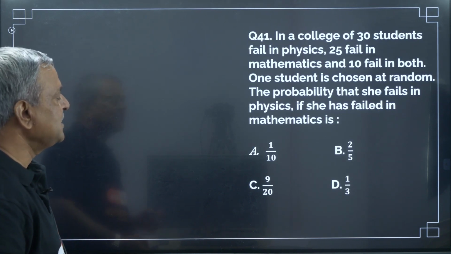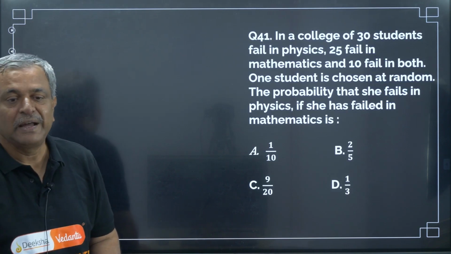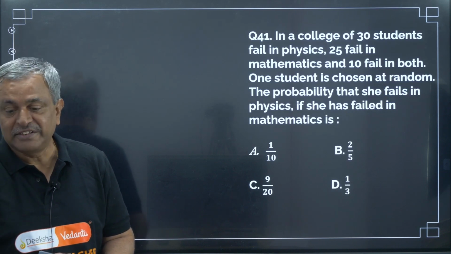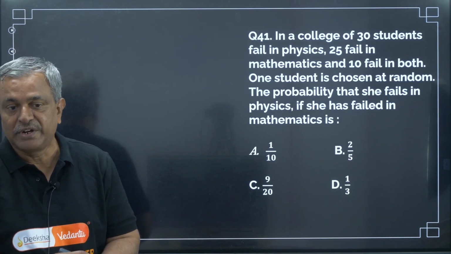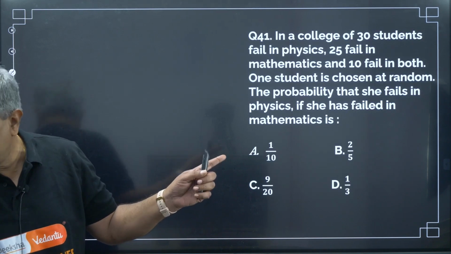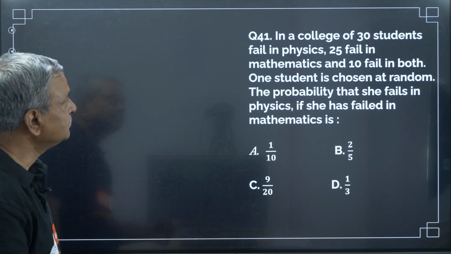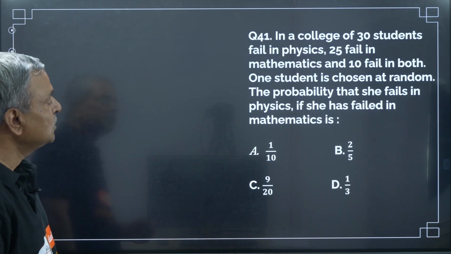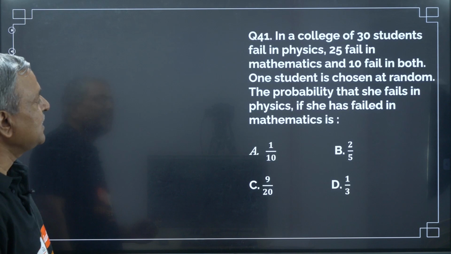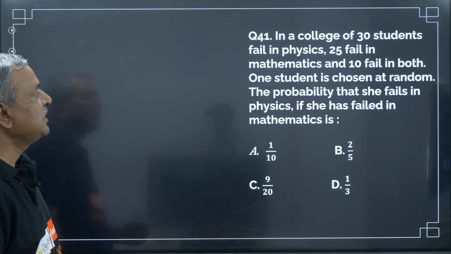In a college, 30 students fail in physics, 25 fail in mathematics, and 10 fail in both. One student is chosen at random. Find the probability that she fails in physics given that she failed in mathematics. So simple, it is the concept of set theory. E is an event of a student. I am checking whether there is any mistake in the question. So what is he asking? The probability that the college students, 30 fail in physics, 25 fail in mathematics, 10 fail in both.